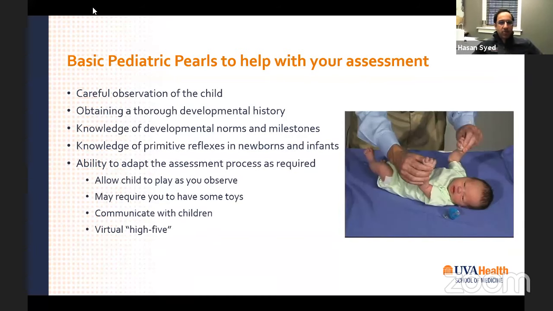We already talked about how important it is to observe a child. It's also equally important to obtain a thorough developmental history. We have to know what are the normal developmental milestones in order to fully assess a child. It's important to also know about the primitive reflexes in newborns and infants. And then in terms of the assessment process, you have to be able to change your routine or adapt as well, depending on the child's behavior. Allowing a child to play as you observe makes things easier. You may have to have some toys in your white coat or in your clinic.